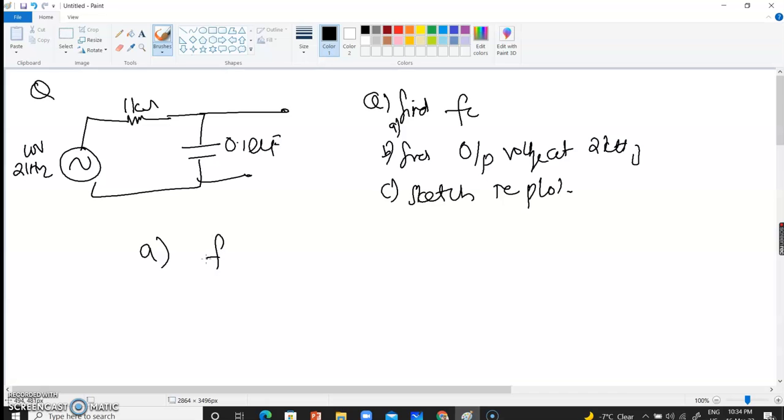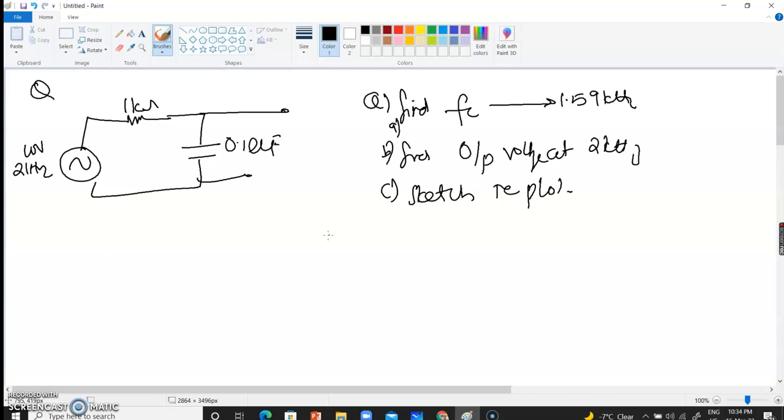So the first part is about finding the cutoff frequency. The formula for cutoff frequency for an RC circuit is Fc equals 1 over 2 pi RC. So I plug in the value of 1 kilo ohm over there and 0.1 microfarads over there. My cutoff frequency turns out to be 1.59 kilohertz, right? So that is the part A answer. All right, after part A, I know my FC turns out to be 1.59 kilohertz.